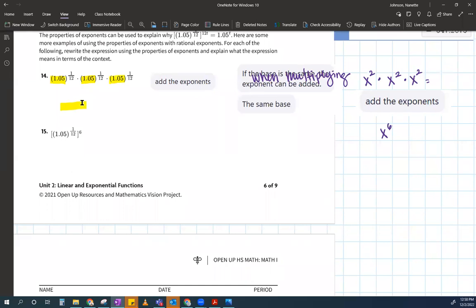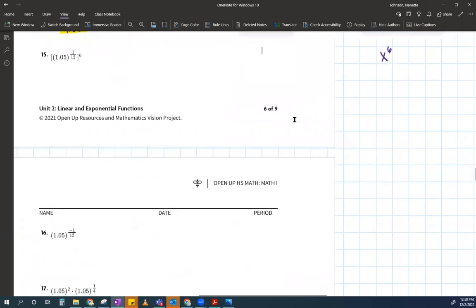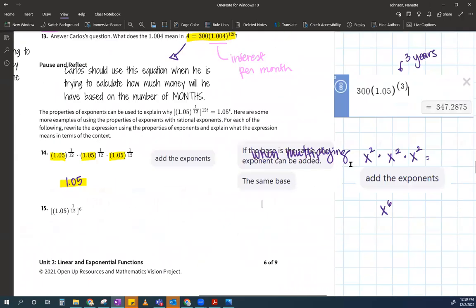Yes, sir. Or ma'am, whoever. 1.05, good. And then you want me to, oh, what happened to you? Why did my, oh, because I made it bigger? So can I move this up here? That's pretty good. Okay. And then, so when multiplying, if the base is the same, then exponents are added and keep the same base. Got it. So you're telling me 1/12 plus 1/12 plus 1/12. So I'm just going to stick this here so you guys can all see my math.